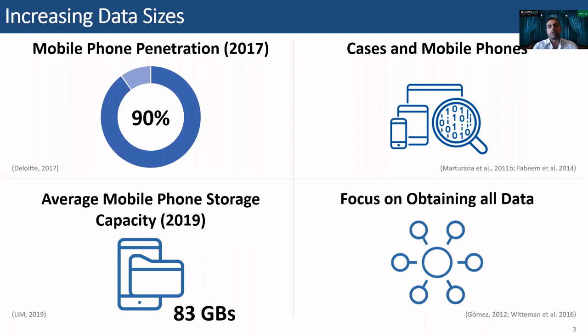In addition, the increasing storage capacities of mobile phones, which reached around 83 gigabytes on average in 2019, and the focus of existing extraction and examination tools on finding all the evidence. All of this results in presenting examiners with a large number of files, most of which have no added value for the investigation.